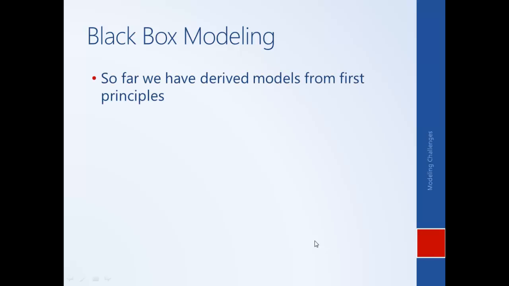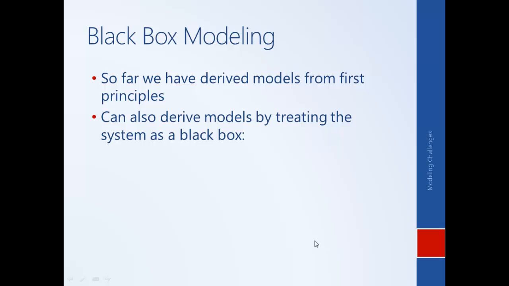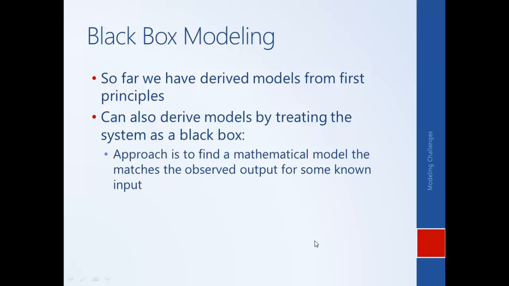Black box modeling is an alternative to deriving models for physical systems from first principles. So instead of using our knowledge of physics, using Newton's second law, using Kirchhoff's laws, the idea is that we don't understand the physics of the system, or we don't attempt to understand the physics of the system, and rather we feed the system a known input and observe the output and try and fit a mathematical model that will match that output for the given input.